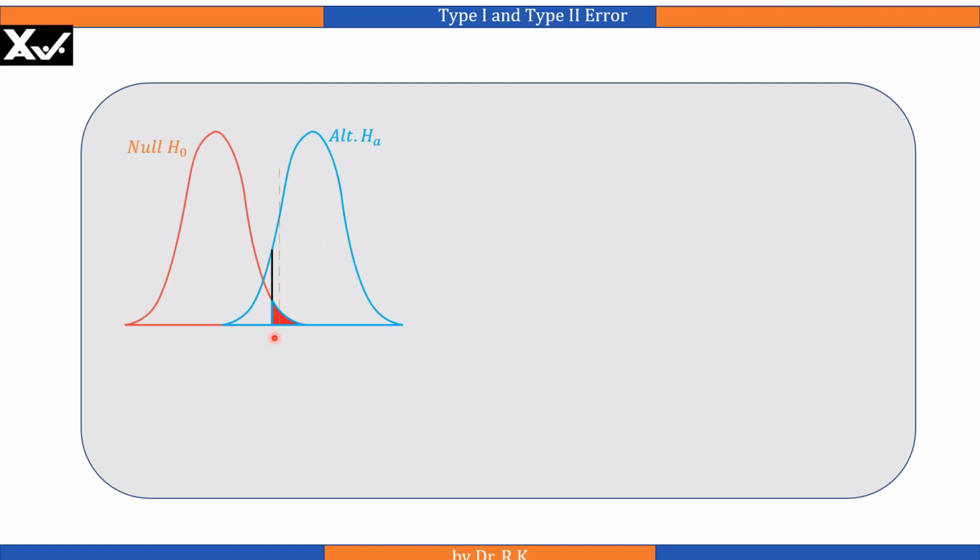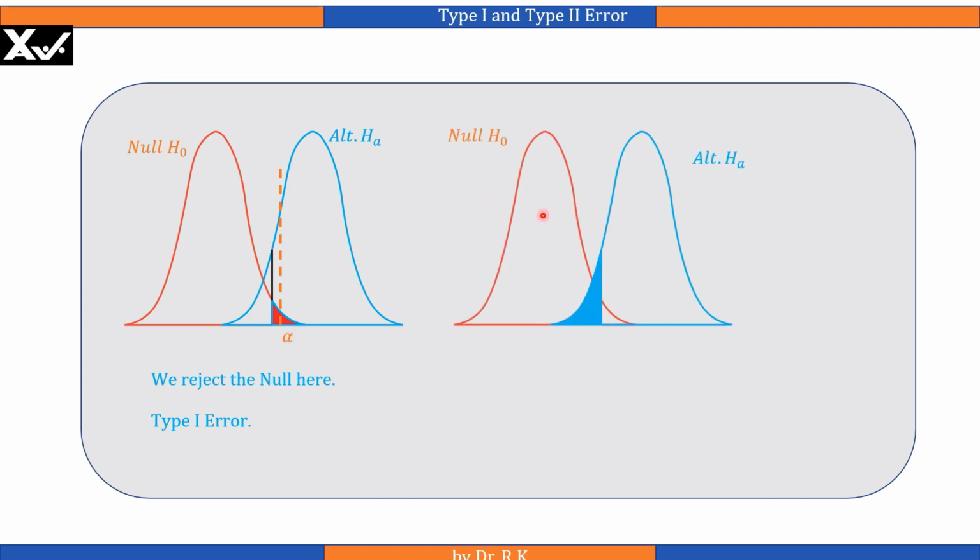We will see the visualization summary. Null hypothesis and alternate hypothesis shown here. The test value falls in this region. We reject the null, and type 1 error is alpha. And here again, the null hypothesis and alternate hypothesis distributions are shown here. The test value falls in this region. We fail to reject the null, and it is type 2 error, and that is nothing but this area, that is called beta.